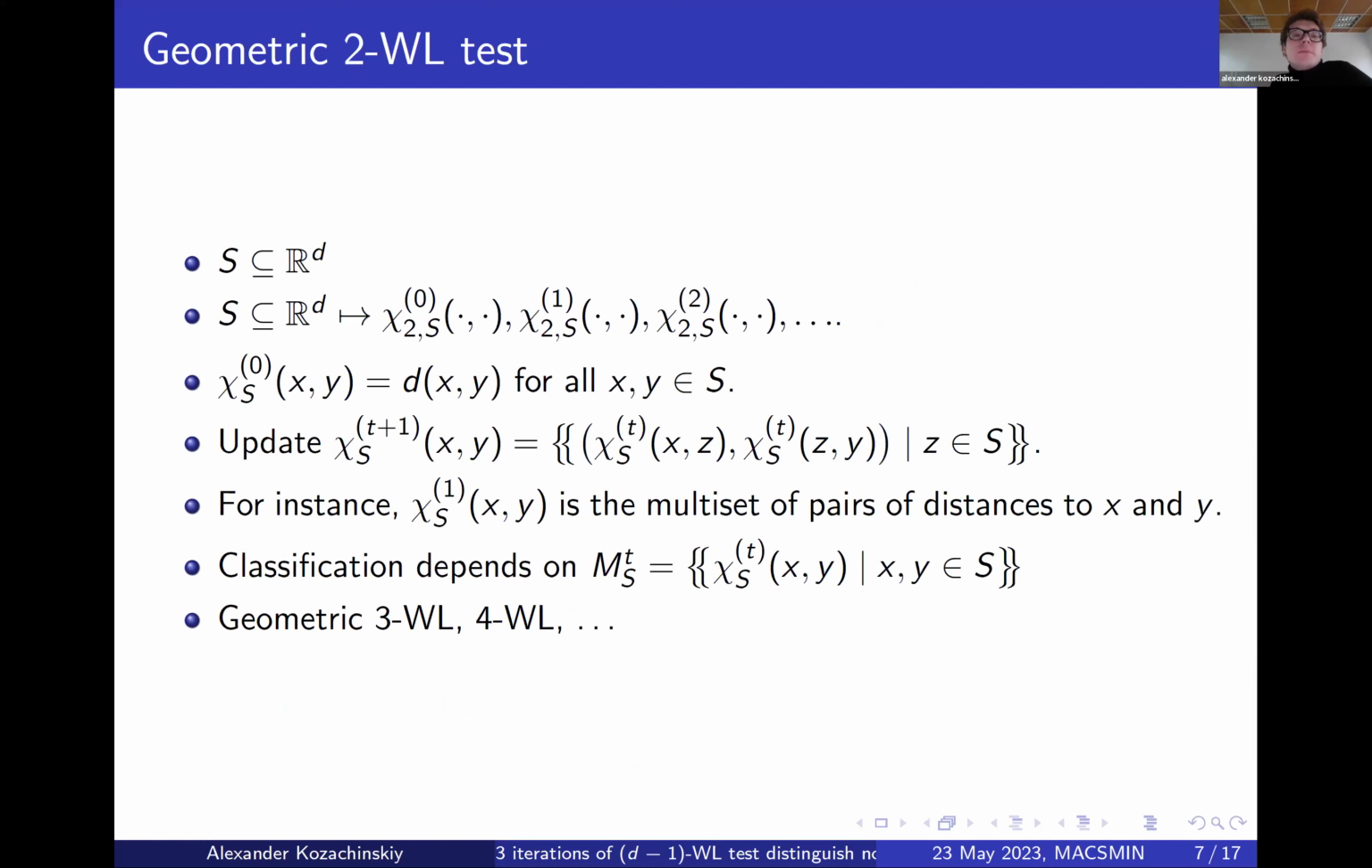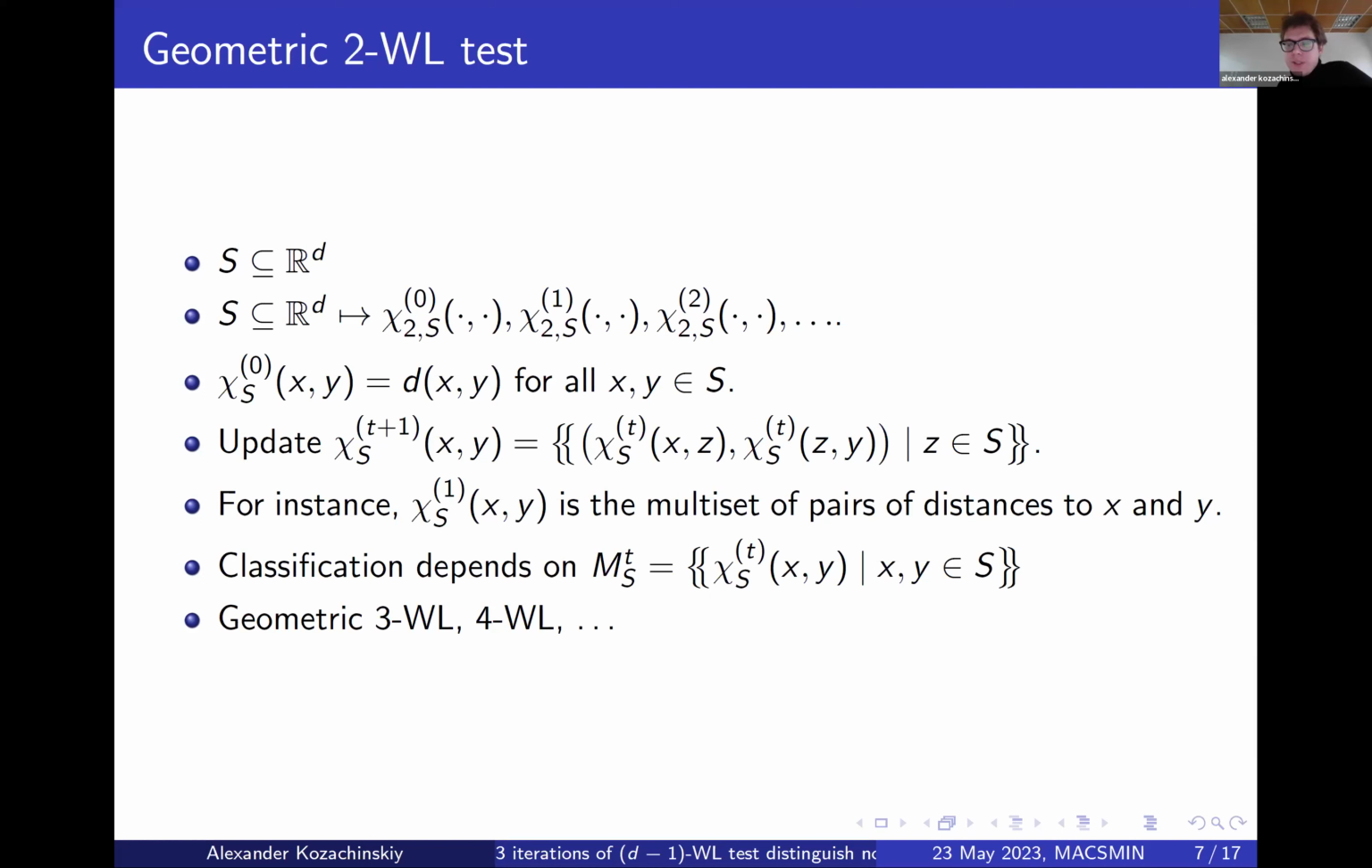to state our results, finally, I have to also define at least the two-dimensional geometric WL test, because I didn't do this for graphs. And then it can also be defined in some similar way for three-dimensional, four-dimensional WL test. The only thing is that the notation becomes even messier, but let's try to do this at least, I guess, for 2WL.